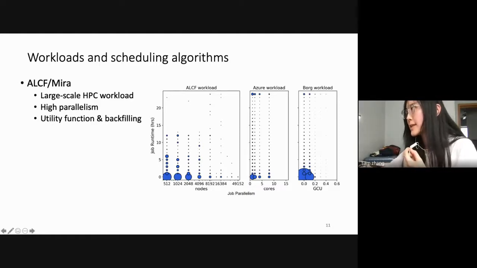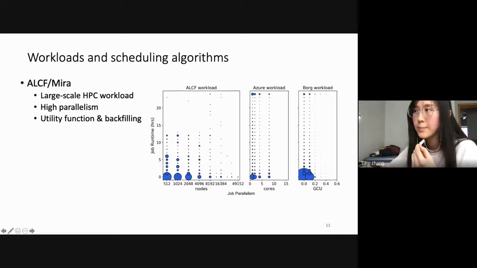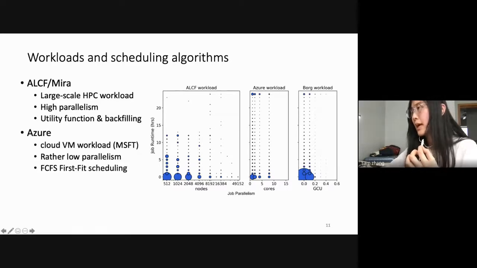If we look at the job attributes, the x-axis represents the job parallelism in terms of nodes, and the y-axis represents the job runtime in terms of hours. We can see that it has extremely high parallelism, with the smallest being 512 nodes, and the largest spanning the whole supercomputer. The scheduling algorithm we use for Mira is taken from their original scheduler, the compute utility functions with backfilling.